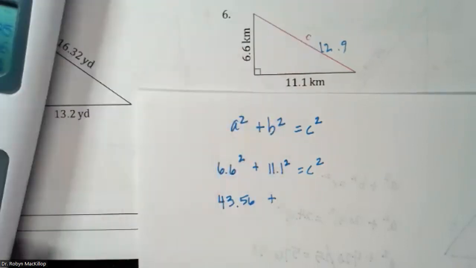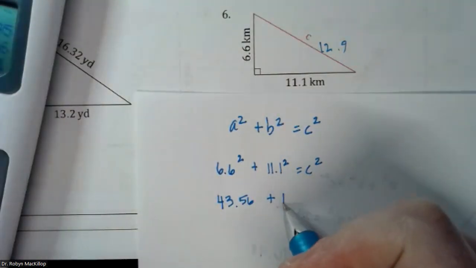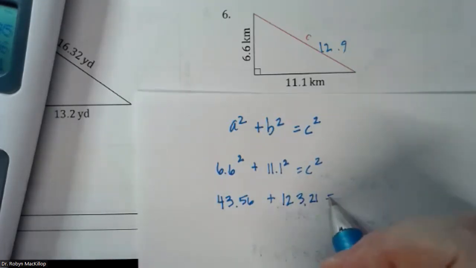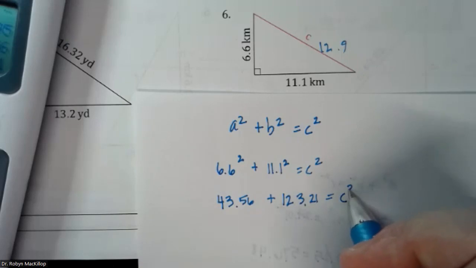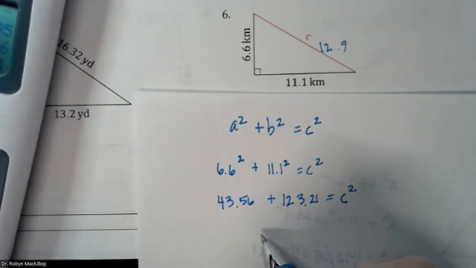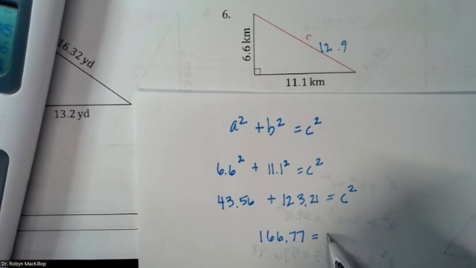$123.21. Perfect. So we got rid of the squares on those. It's a little bit cleaner. We're still looking for C squared. So to find that, we're just going to add these two together, aren't we? Yes. And that is going to give us 166.77 equals C squared.